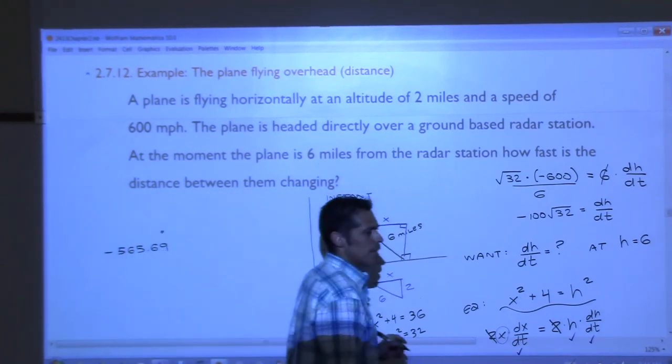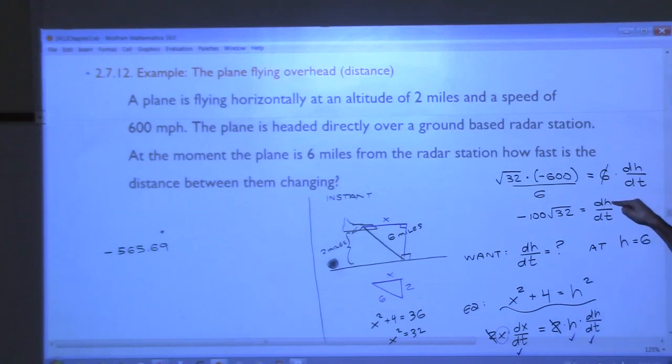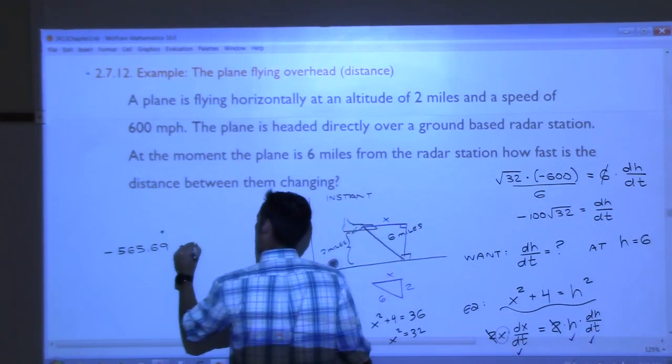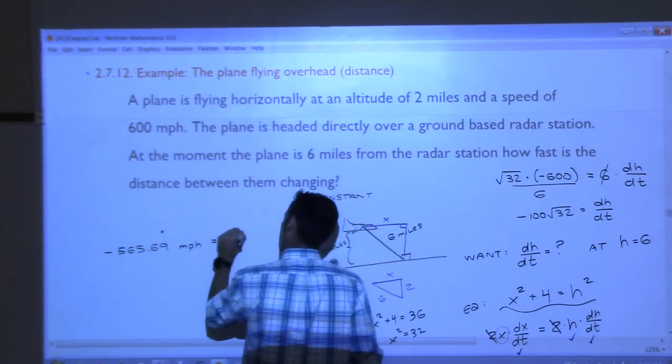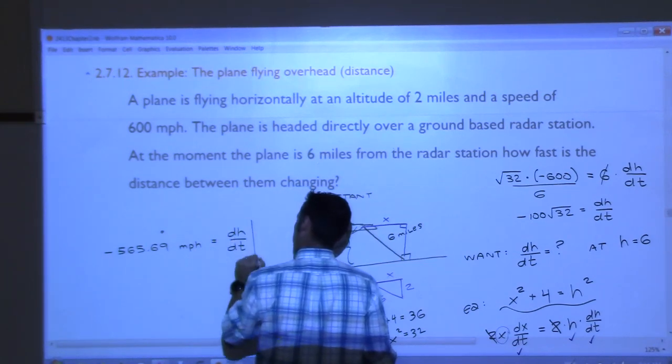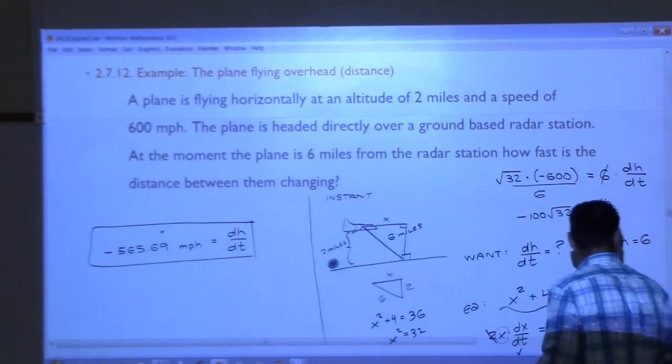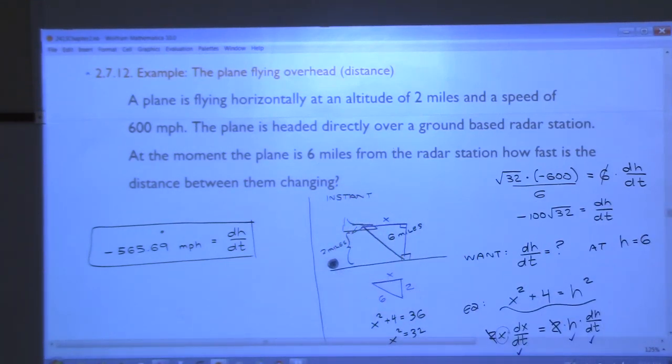What's our unit of measurement here? H is a distance, so miles, and T is hours. So this is miles per hour equals dH/dt. It's shrinking. We're getting a negative answer because it's coming towards us. So this is the thing about speed.